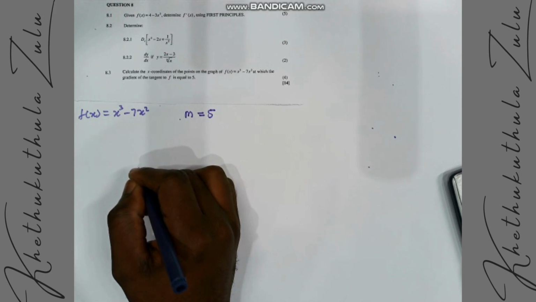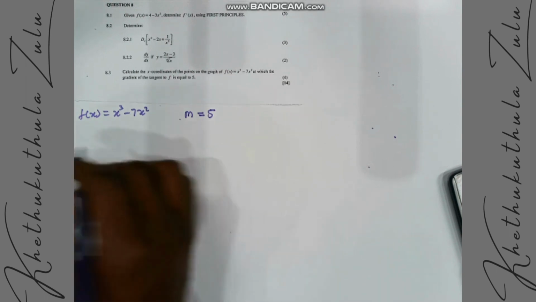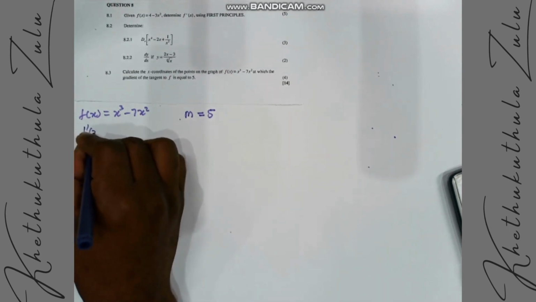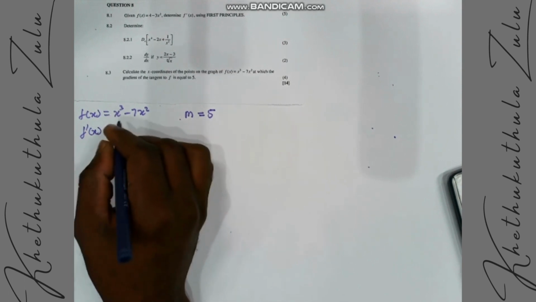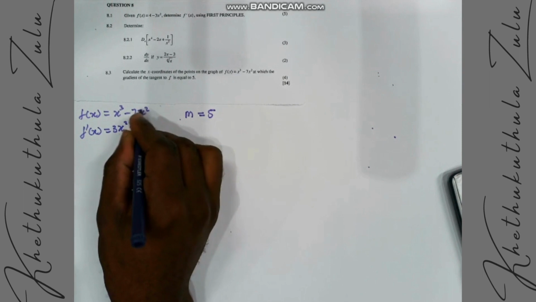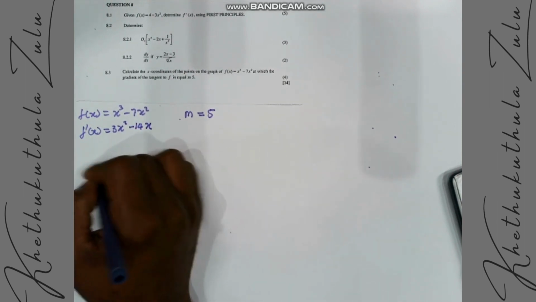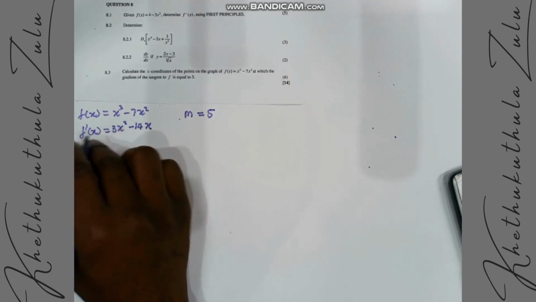I hope you still remember how to find the gradient of a tangent. The gradient of a tangent is a derivative of a function. That's how you find the gradient of a tangent. How do you find it? You derive your function. How do you derive this function? It's just 3 into x squared minus, this times this is just 14 into x. This is how we find the gradient of a tangent.